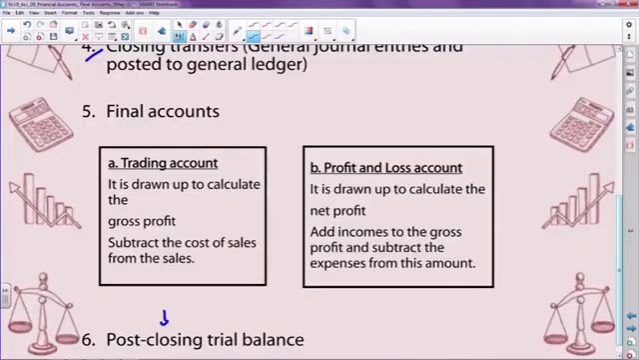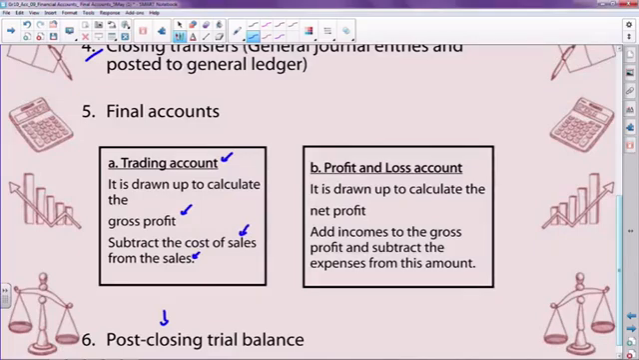Your first one, your trading account, that is the account where we will calculate your gross profit. And what does that mean? That is where we take the cost of sales and we take it from your sales to see. This is my trading business and I traded during the year. What did I make through just buying and selling?